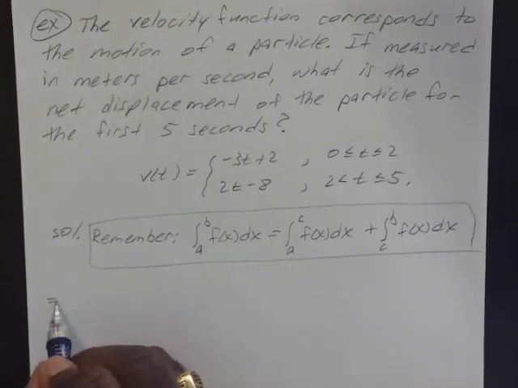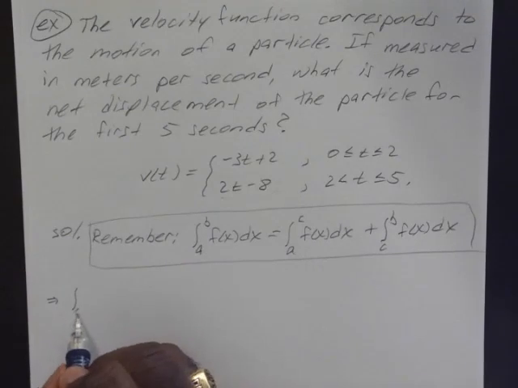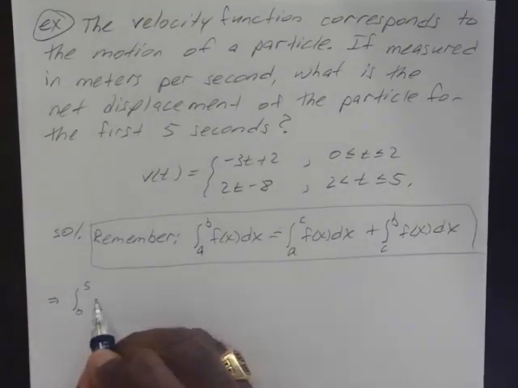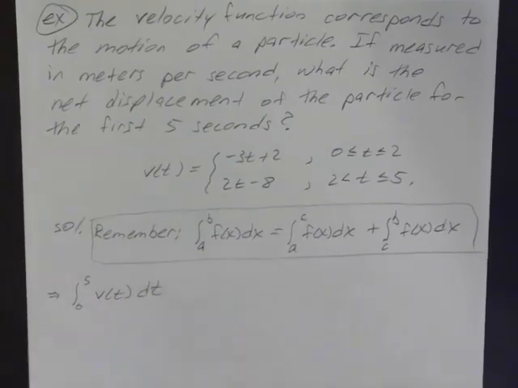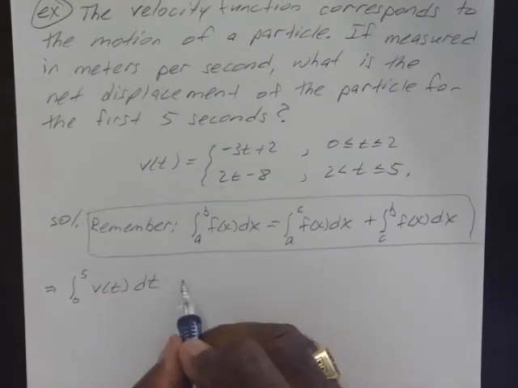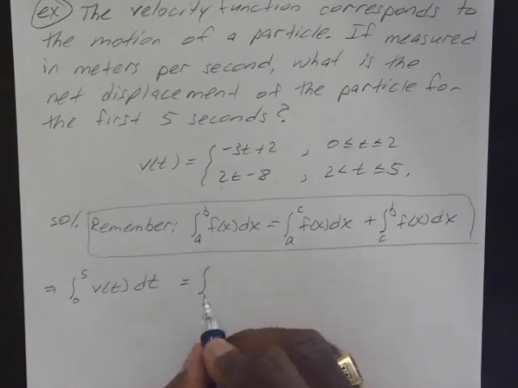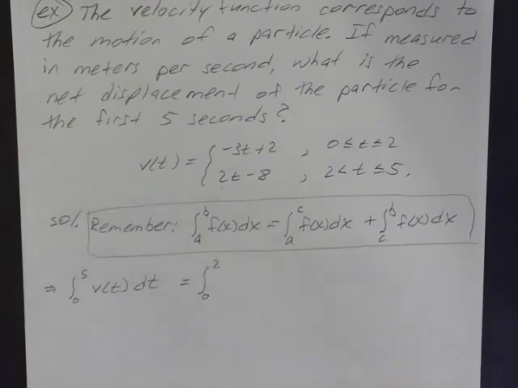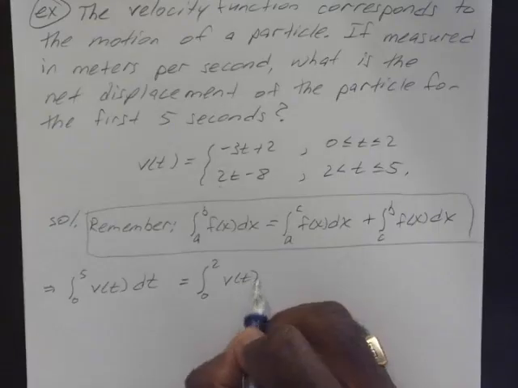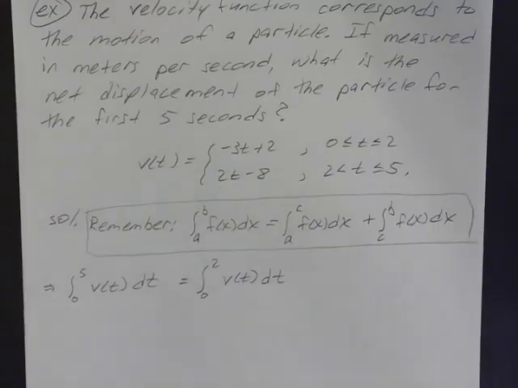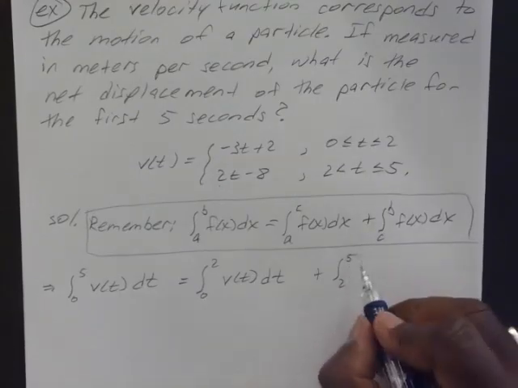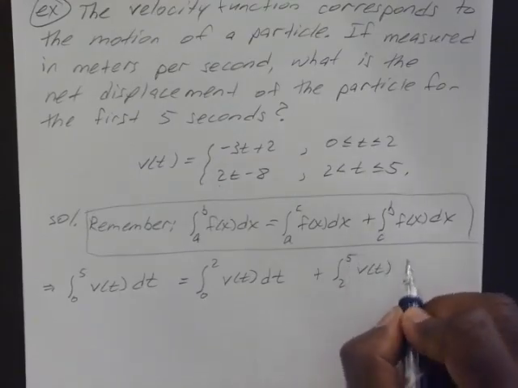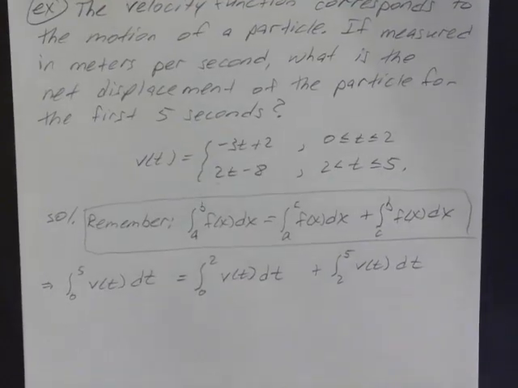Because that means we can take our integral from 0 to 5 seconds of our velocity function with respect to t, and we can make that equal the integral from 0 to 2 seconds of our velocity function with respect to t, plus the integral from 2 to 5 seconds of our velocity function with respect to t.